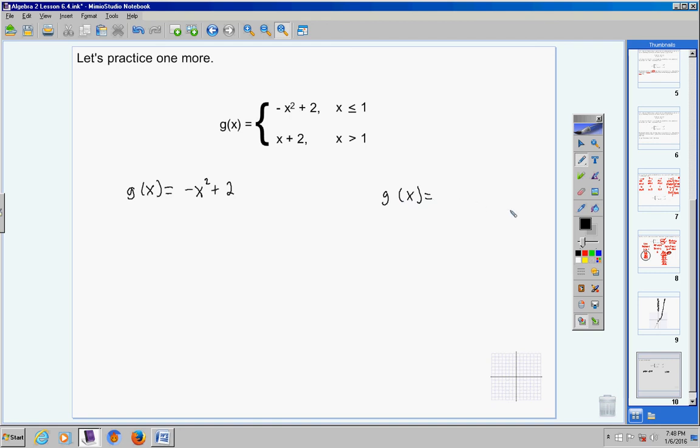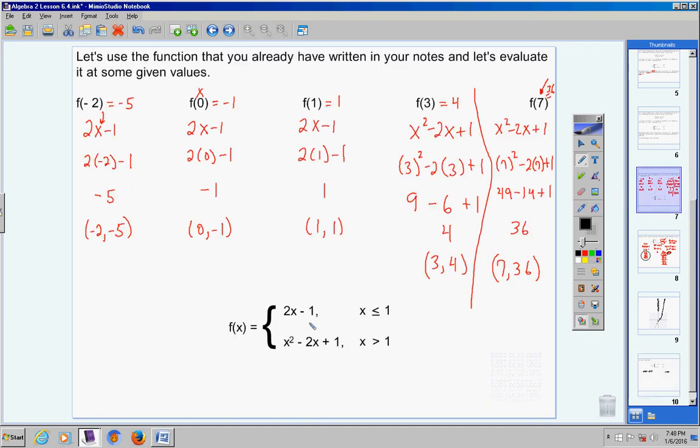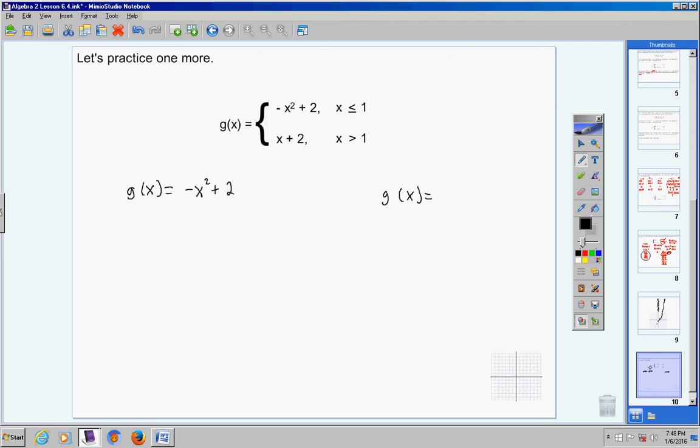oh, by the way, earlier back here we evaluated a function at given values. I'm not practicing that again. I really feel like that was pretty easy. The graphing is the part I feel like we need more practice at, okay? So the second piece is g of x equals x plus 2. So there's my 2 pieces, okay?